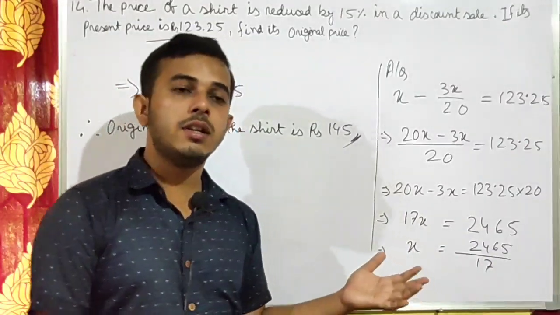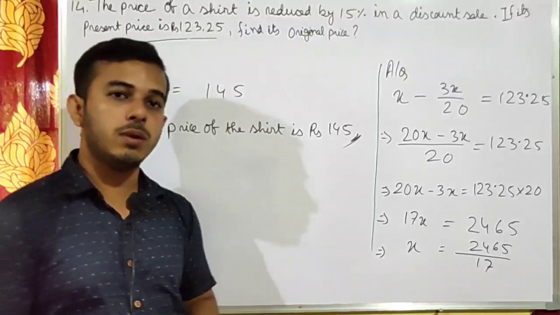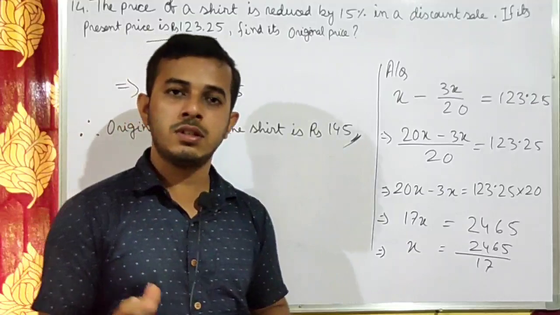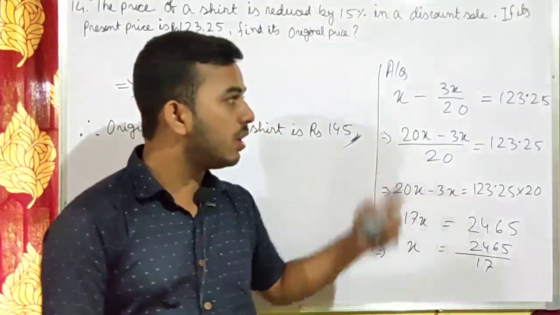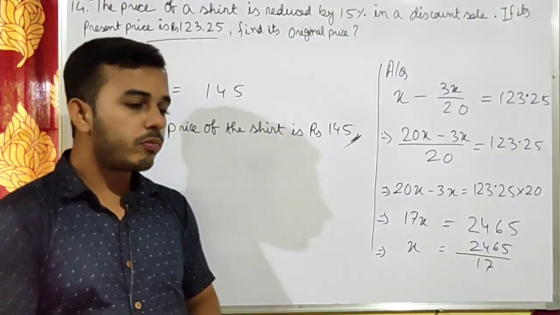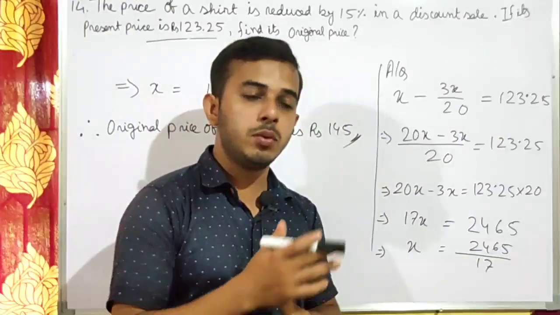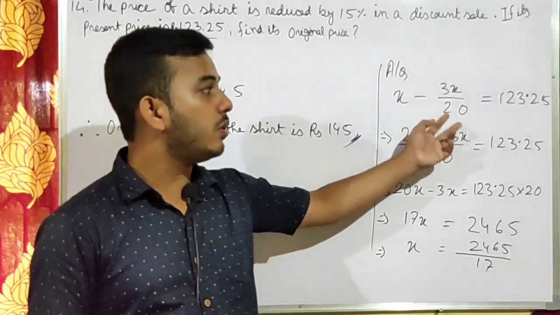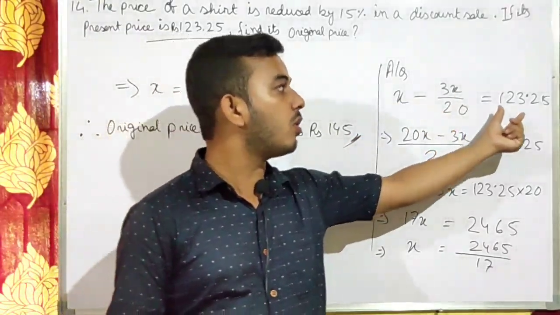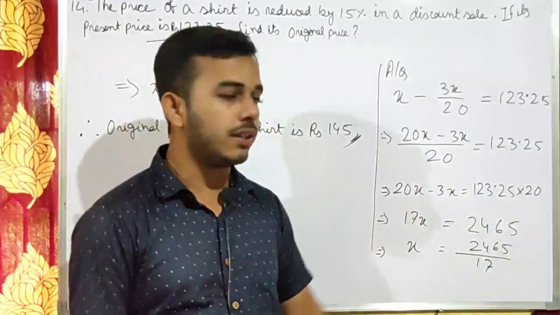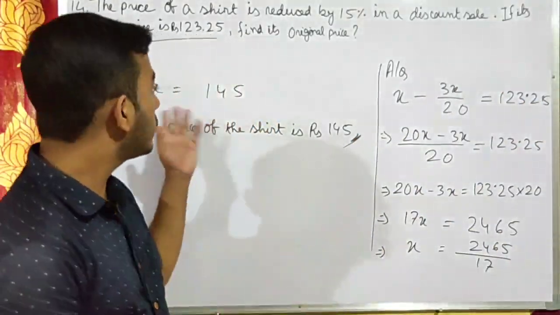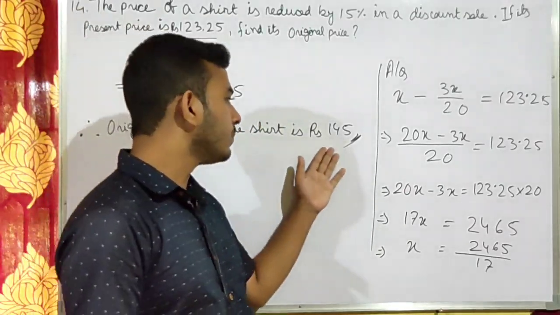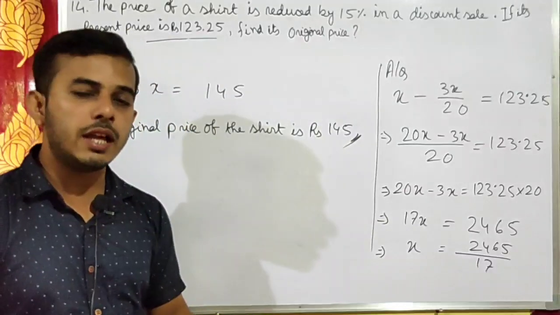So we have considered, let the original price of the shirt be x. Now if the original price is x, we have reduced 15% of x, isn't it? So 15% of x was 3x by 20. The original price was x, then we reduced 15% of x, and reduced means subtracted. So this was the original and we subtracted this and got this, and we got the result x equals 145. So what was x? x was the original price of the shirt. I hope this is clear to you.